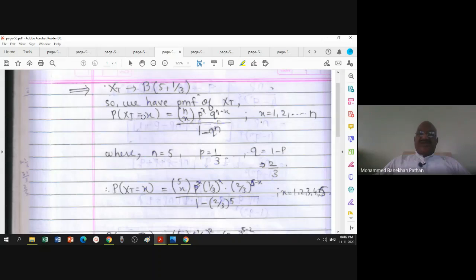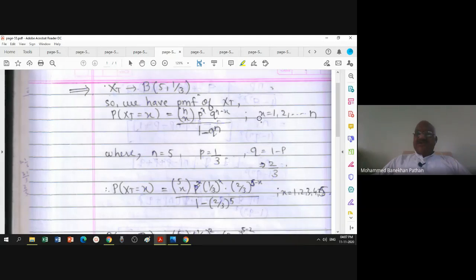Probability X takes value x is n choose x, p raised to x, q raised to n minus x, divided by 1 minus probability at x equal to 0, because 0 is truncated. How do I get this number? It is from the numerator. Replace x as 0. nC0 is 1, p raised to 0 is 1, q raised to n minus 0 is q raised to n. That comes here.